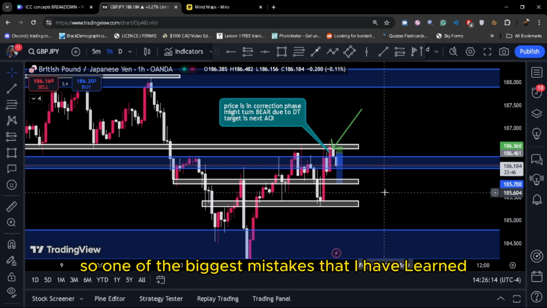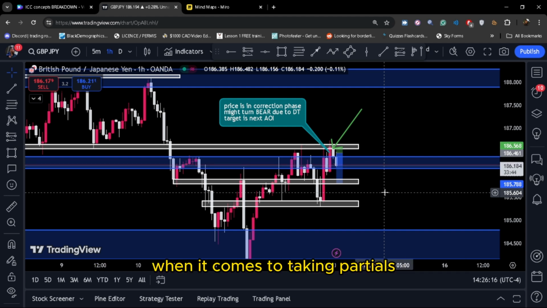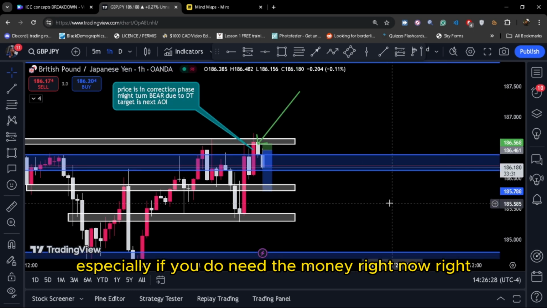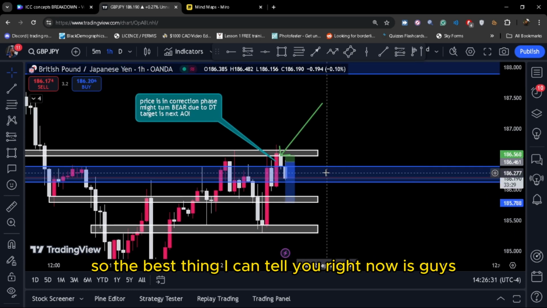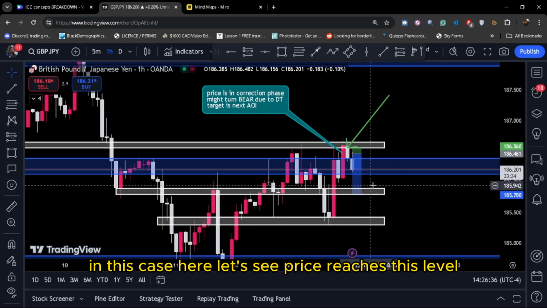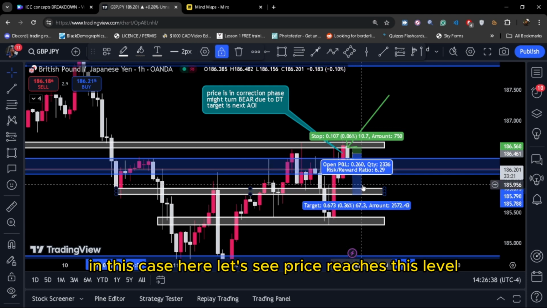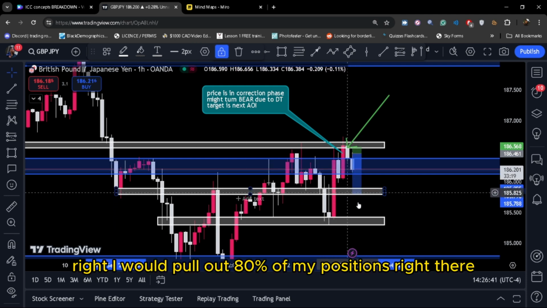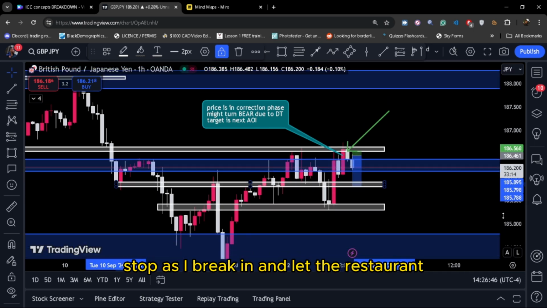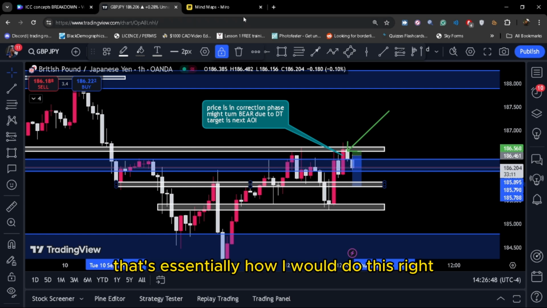So one of the biggest mistakes that I have learned, right, is, guys, when it comes to taking partials, always take at least 80% partials or at least 50% partials, right? Guys, never let your money go back into break even, especially if you do need the money right now, right? So the best thing I can tell you right now is, guys, learn to pull out of your trades, right? So for example, in this case here, let's say price reaches this level, right? I would pull out 80% of my positions right there, put stop loss at break even and let the rest run. That's essentially how I would do this, right?